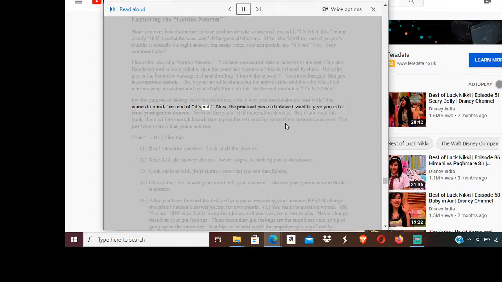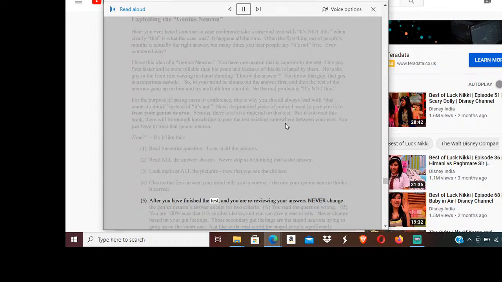Now, the practical piece of advice I want to give you is to trust your genius neuron. Seriously, there is a lot of material on this test. But if you read this book, there will be enough knowledge to pass the test existing somewhere between your ears. You just have to trust that genius neuron. How? Do it like this. 1. Read the entire question. Look at all the pictures. 2. Read all the answer choices. Never stop at thinking that is the answer. 3. Look again at all the pictures, now that you see the choices. 4. Choose the first answer your mind tells you is correct, the one your genius neuron thinks is correct.